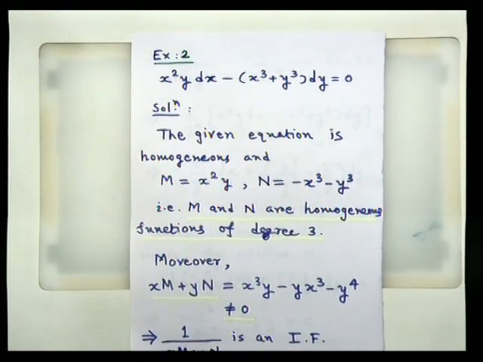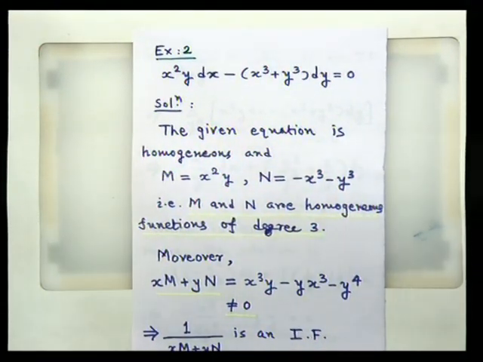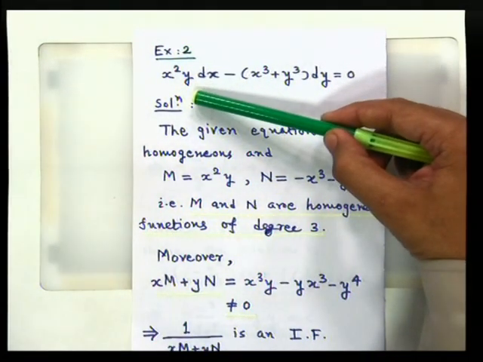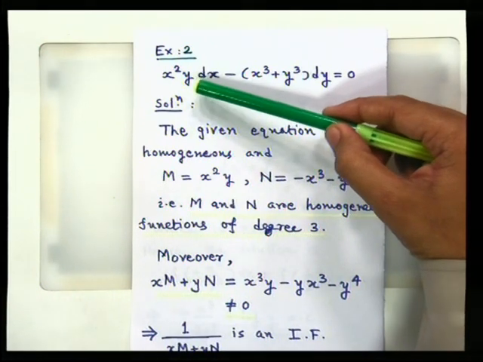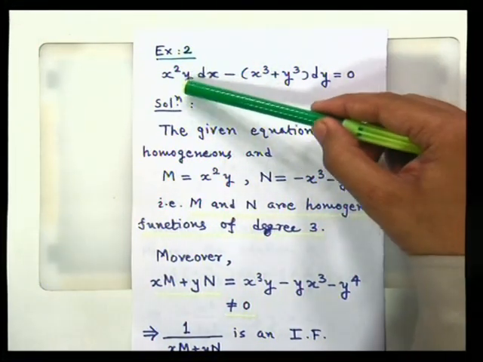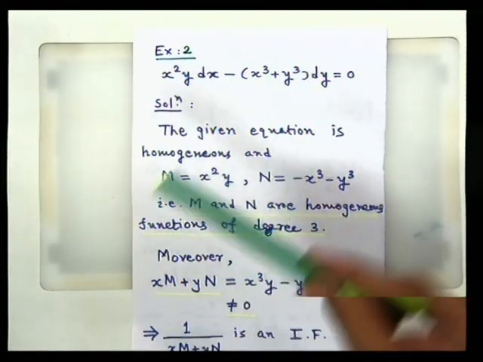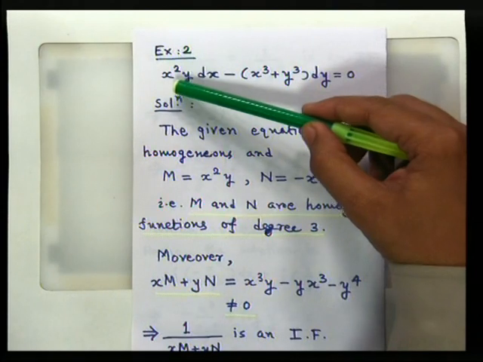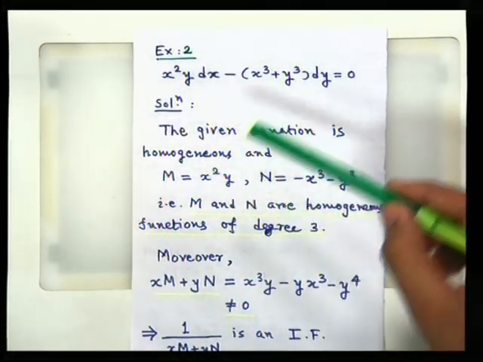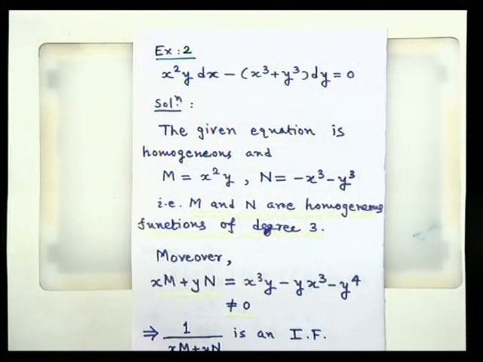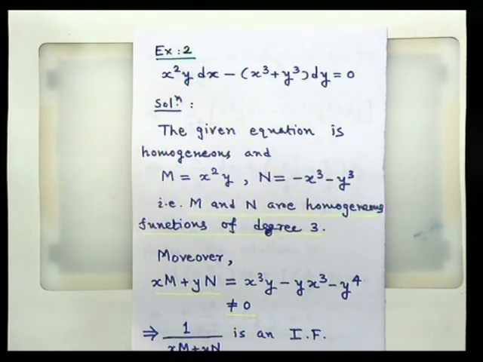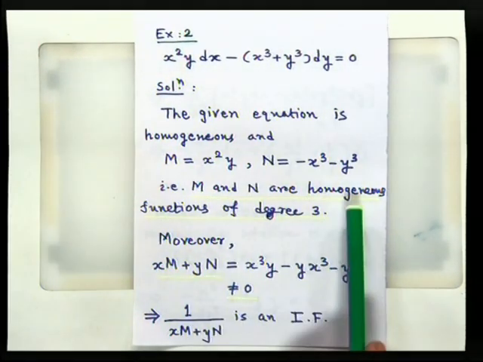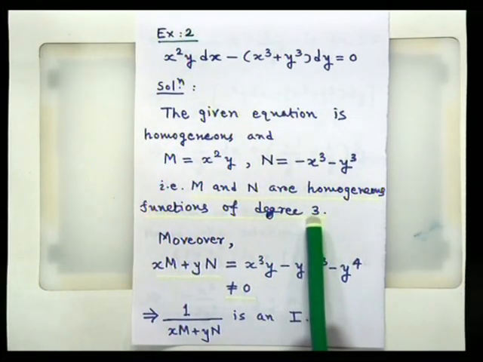It is x square y dx minus (x cube plus y cube) dy. You can see that the coefficient of dx is x square y. So if we consider this equation in the form m dx plus n dy equal to 0, this m is a homogeneous function of degree 3, and this n, minus x cube minus y cube, is also a homogeneous function of degree 3. So we have here m and n both homogeneous functions of the same degree 3.